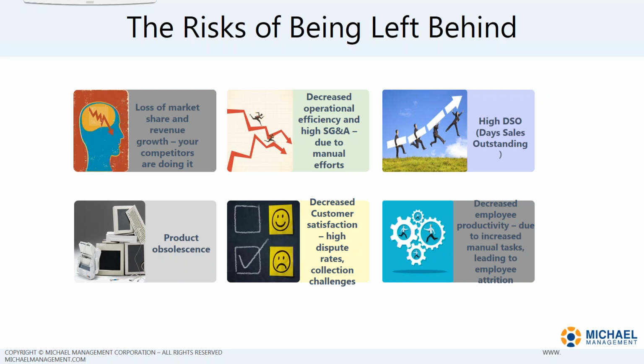Because the competitors are doing it, and you're still trying to sell products, your SG&A, your selling administrative costs, could typically be very high. Your DSO could be high. You could be running into product obsolescence, or customer satisfaction issues. And if you do not take care of the billing situations, and do not have the right tools in place, then your employees are just running around trying to make sure that your billing is accurate, and so on and so forth.